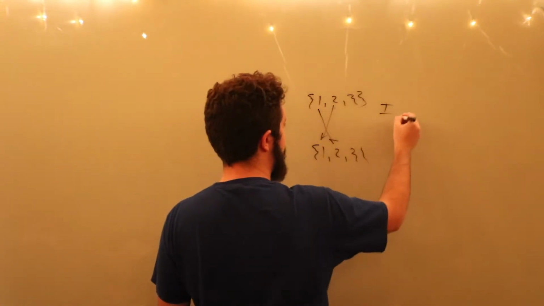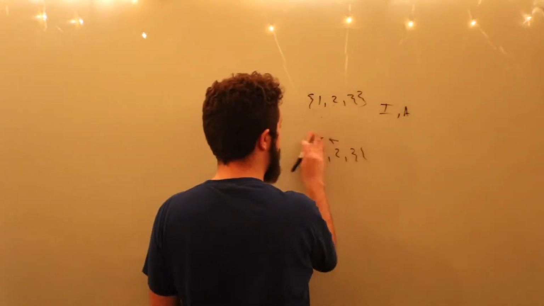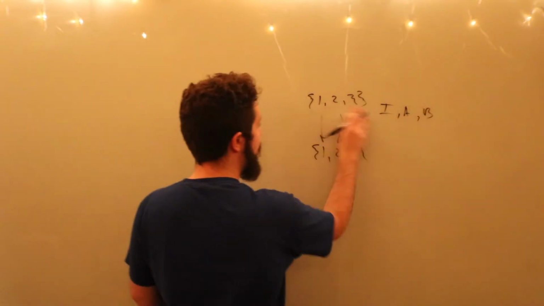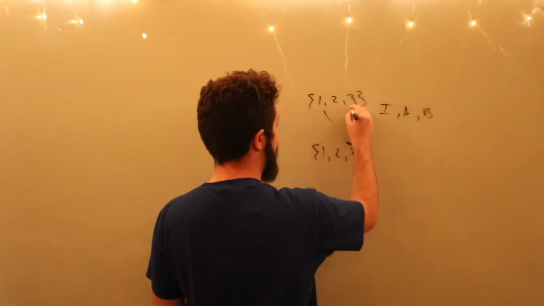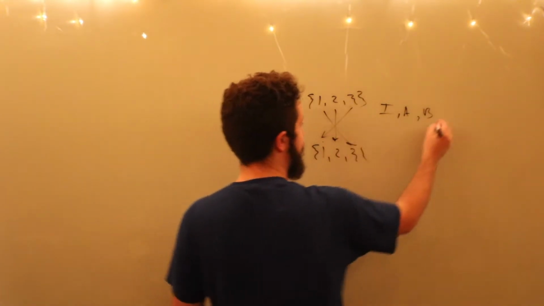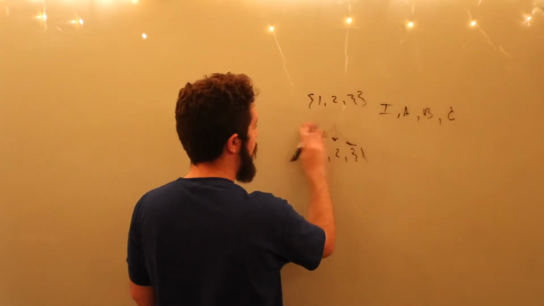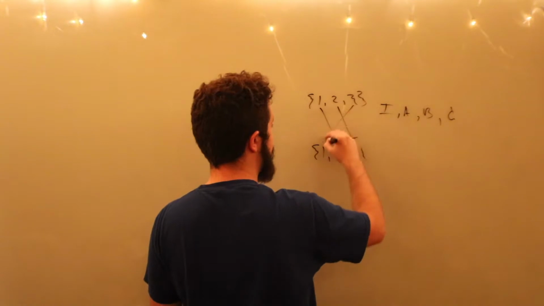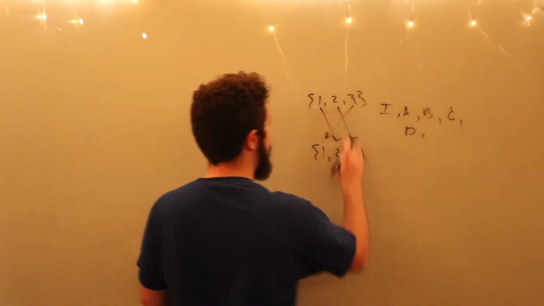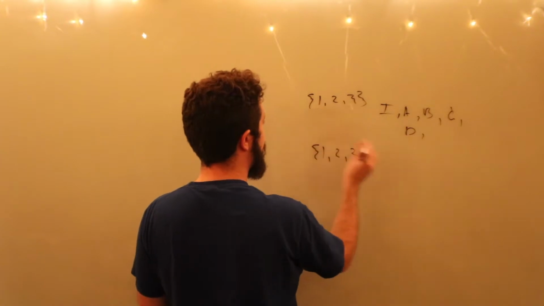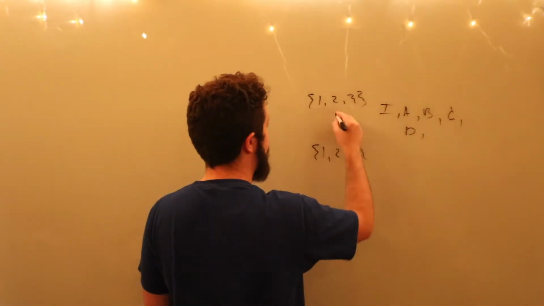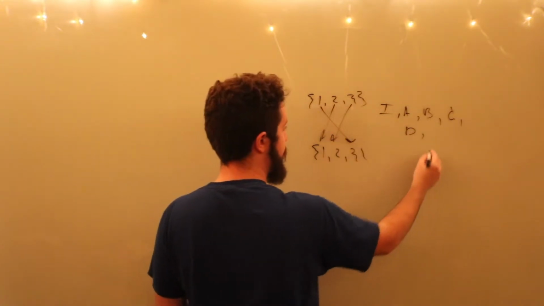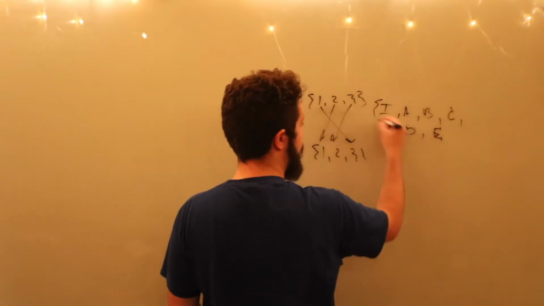We'll call that A. We'll do the switching of these two. Well, that one stays the same. We'll call that B. And we'll call C the switching of those two elements while 2 stays the same. So, do we have any others? Yes, we do. We could go 1 to 2, 2 to 3, 3 to 1. We'll call that D. And we could do, let's see, the opposite direction, right? So 2 to 1, 3 to 2, and 1 to 3. And we'll call that E.